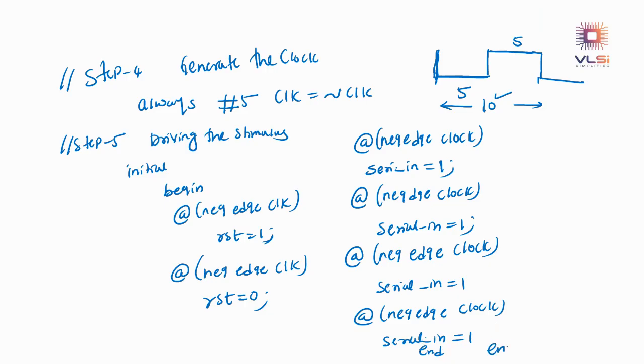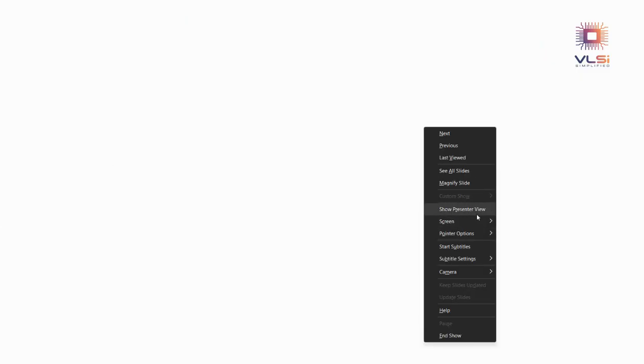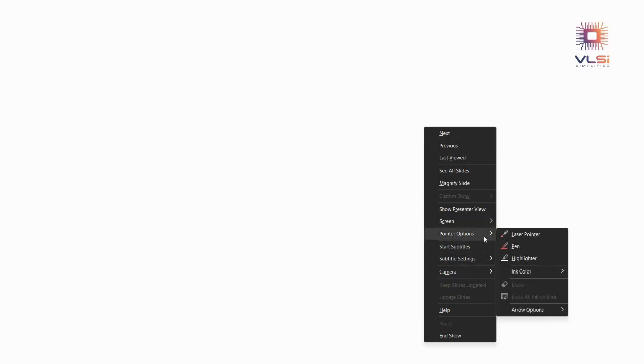So the test bench is common for all the sequential circuits, okay. I think you have seen and understood this test bench. Next we are going with SIPO, serial in parallel out. I'm changing the color, okay. SIPO is nothing but serial in parallel out.